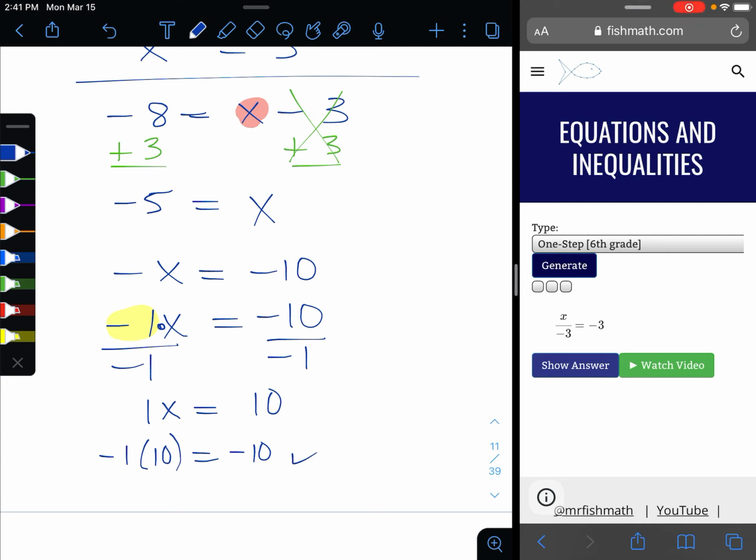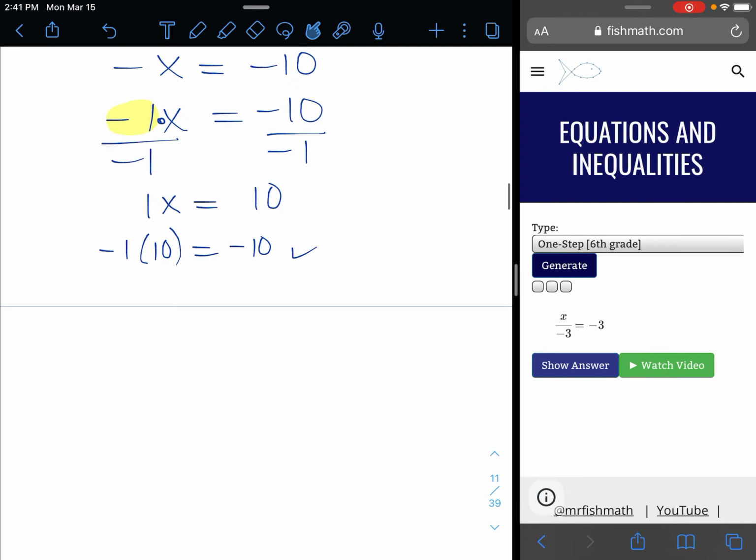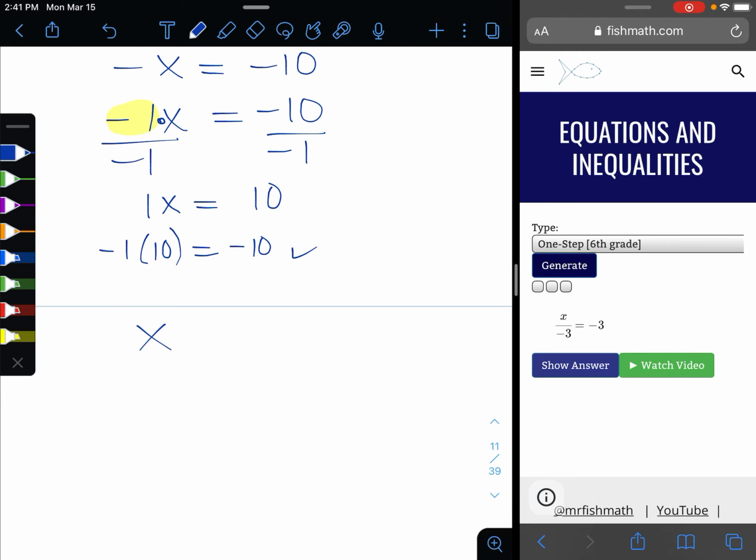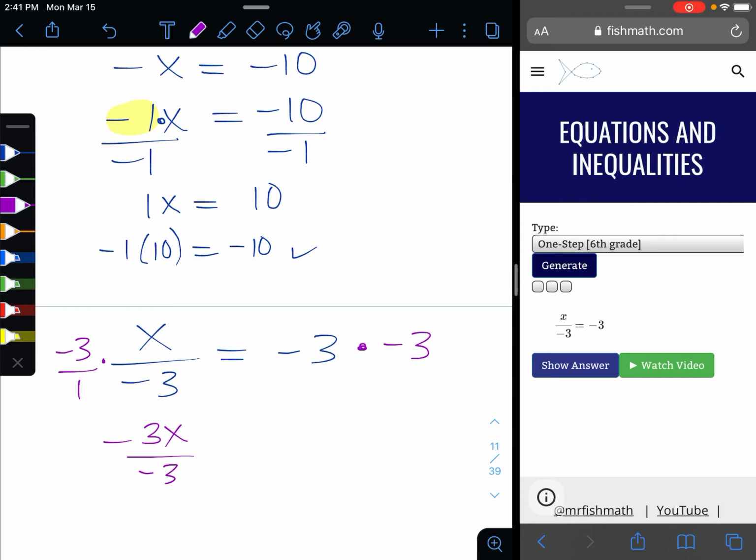Let's see if we can get one with division. There we go. So for this one here, again, we're going to use the opposite operation. So x over negative 3 equals negative 3. So this time we have division because this is a fraction. So x over negative 3 is actually divided by negative 3. So we're going to undo that division by negative 3 using multiplication. So times negative 3 to both sides. Because when you multiply by negative 3, you'd have to use a fraction over 1. That would be negative 3x over negative 3, which would equal 9 on the right side.